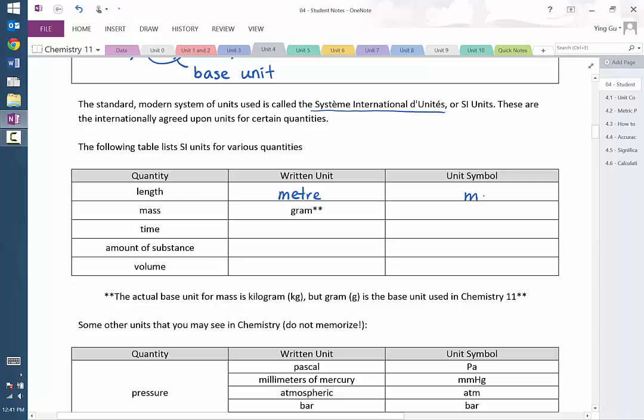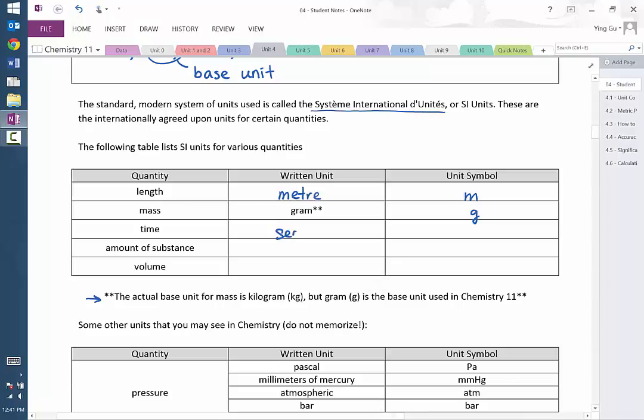For mass, the international unit is actually kilograms. But for chemistry, we use grams because it's kind of ridiculous to talk about small things in a large quantity like the kilogram. So for chemistry only, the standard unit for mass is grams, symbol g. For everything else, it's kilograms. And you might have come across that in physics where everything is dealt with in kilograms.